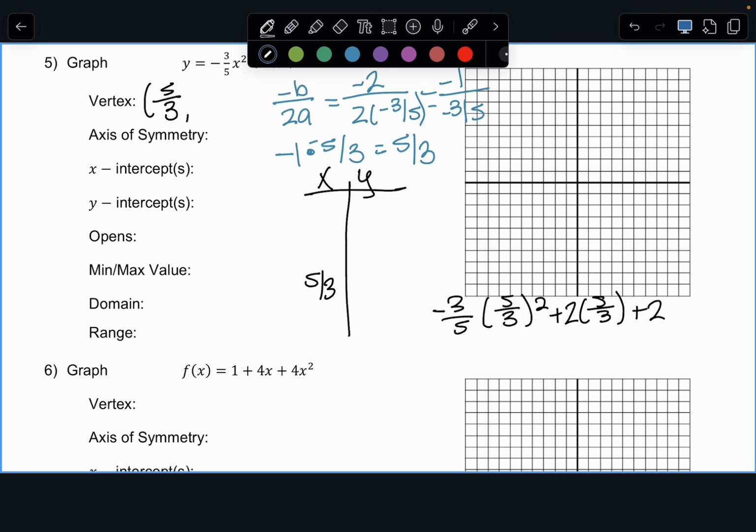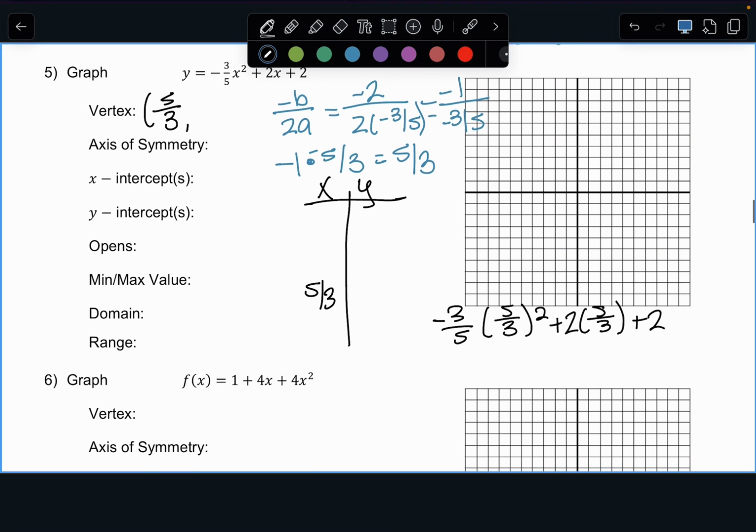Wait, how'd you get 5/3? That came from here. I canceled my 2's out, and I just got negative 1 over 3/5. And then I keep, change, flip and multiply by the reciprocal to get 5/3.